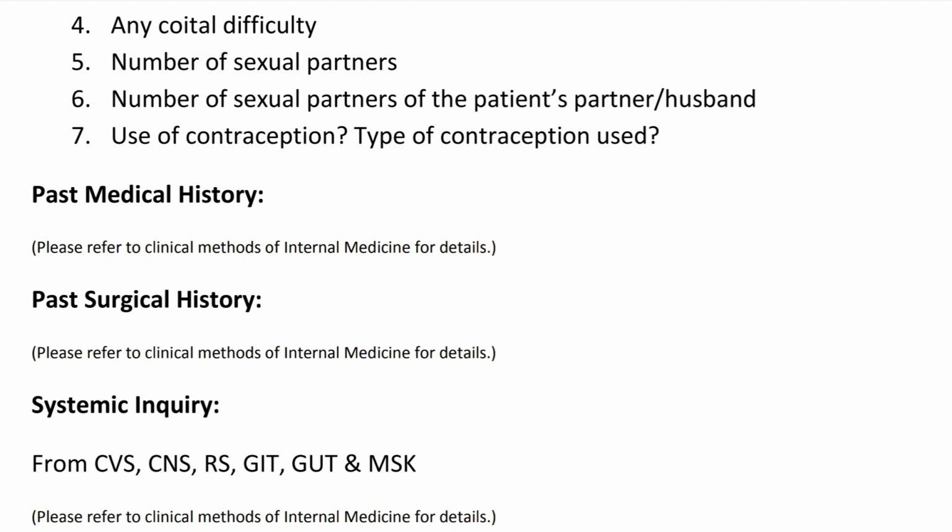Moving on, we will take the past medical history of the patient, in which we will ask whether the patient has any history of TB, diabetes, etc. Past surgical history: we will ask whether the patient has had any surgical procedure done previously. Then we have systemic inquiry. We will ask some questions about the CVS, CNS, GIT systems, etc. You can ask whether the patient has any palpitations, any headaches, any GIT disorders like constipation, diarrhea, or any other condition.